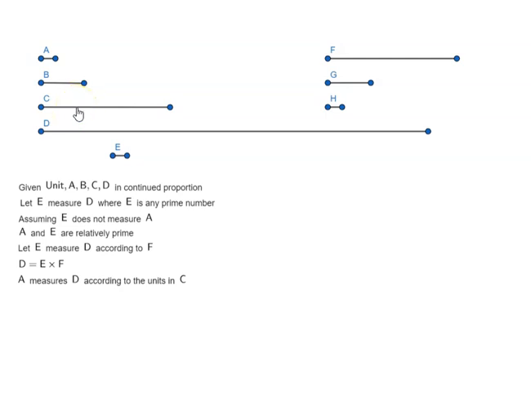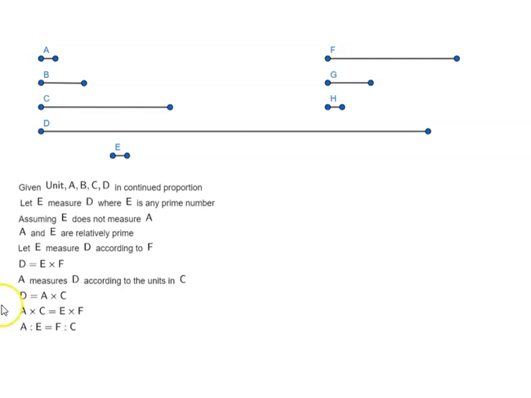Remember one of the previous propositions? We saw that a lesser number will measure a larger number in the continued proportion based on some number in between. Which is what we are saying. A measures D according to the units in C, which means D is equal to A times C. This product is equal to D, which means the products are equal. So A times C is equal to E times F.